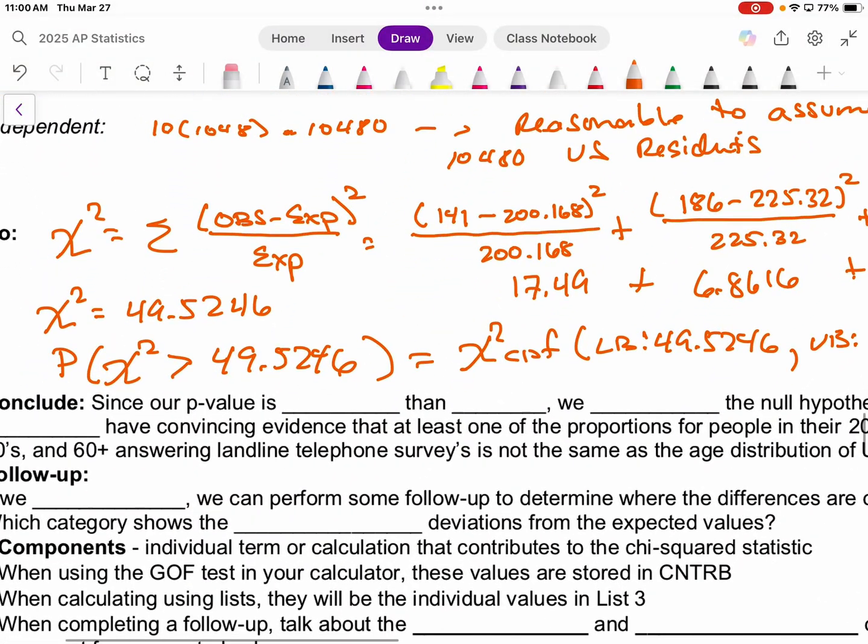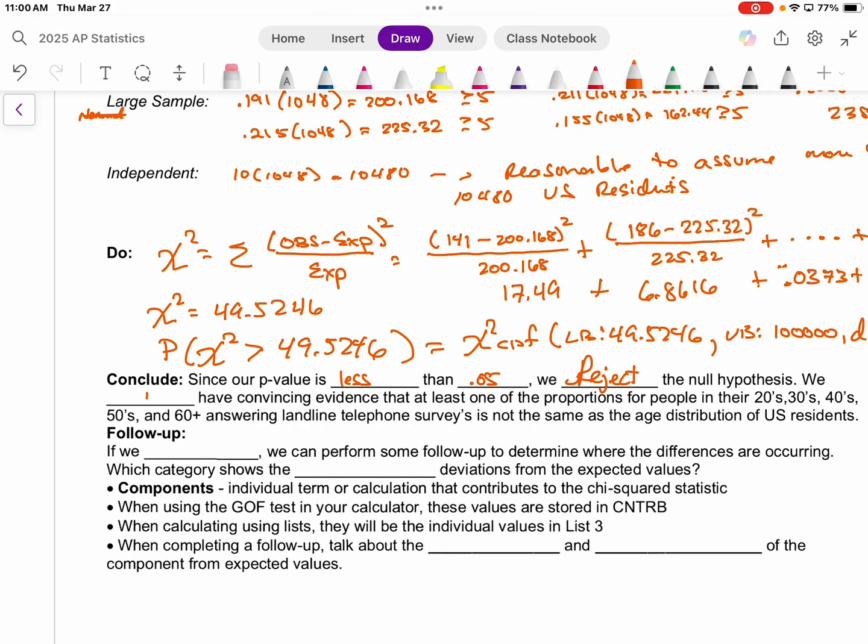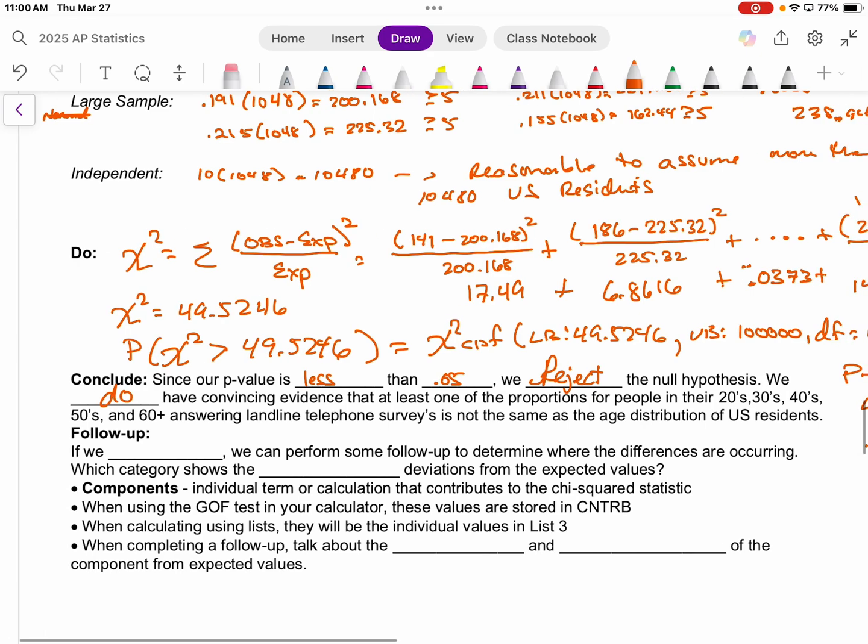So since our p-value is less than 0.05, and again, we usually write that since our p-value of, and we say what the numbers are, is less than alpha, we reject the null hypothesis. We do have convincing evidence that at least one of the proportions for people in their 20s, 30s, 40s, 50s, and 60s answering landline telephone surveys is not the same as the age distribution of the U.S. residents. That's what we have. We have evidence.